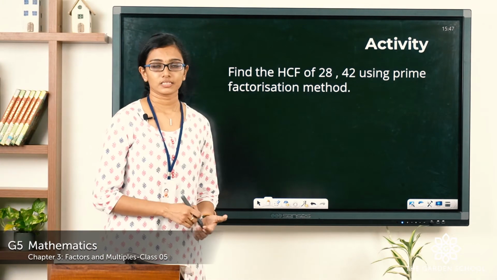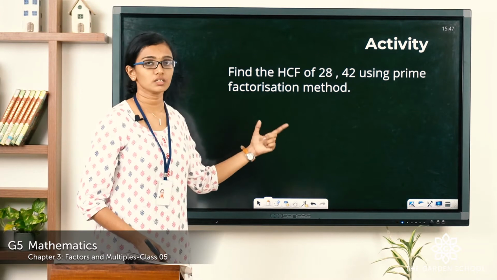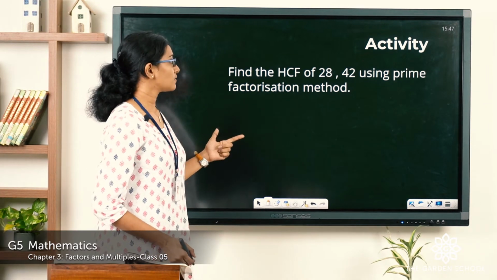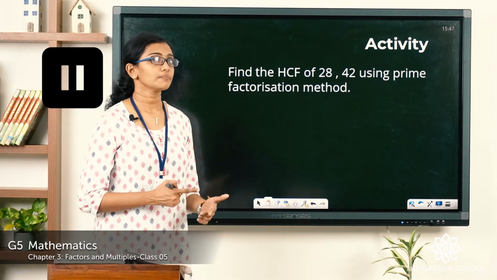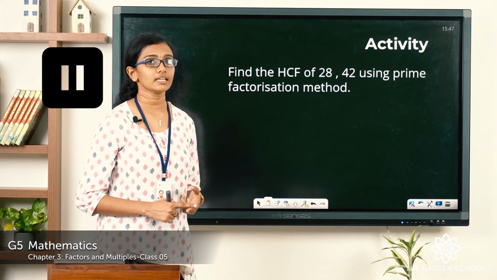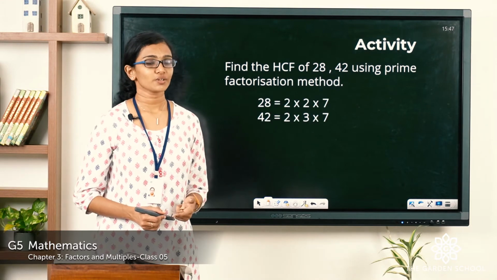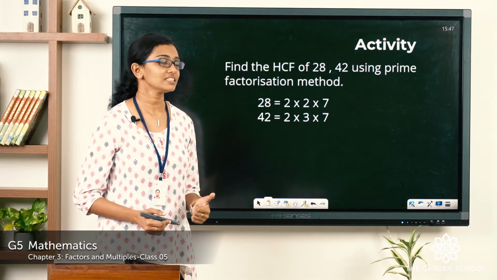Now we will do one activity. You have to note down this question in your notebook. Find the HCF of 28 and 42 using prime factorization method. You can pause the video, finish the exercise and come back. I hope you have finished doing that activity. Now let's discuss the answer.